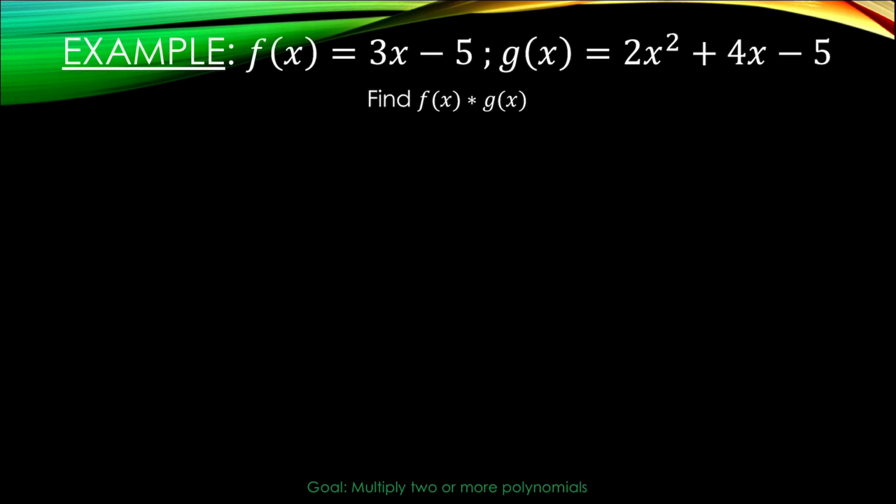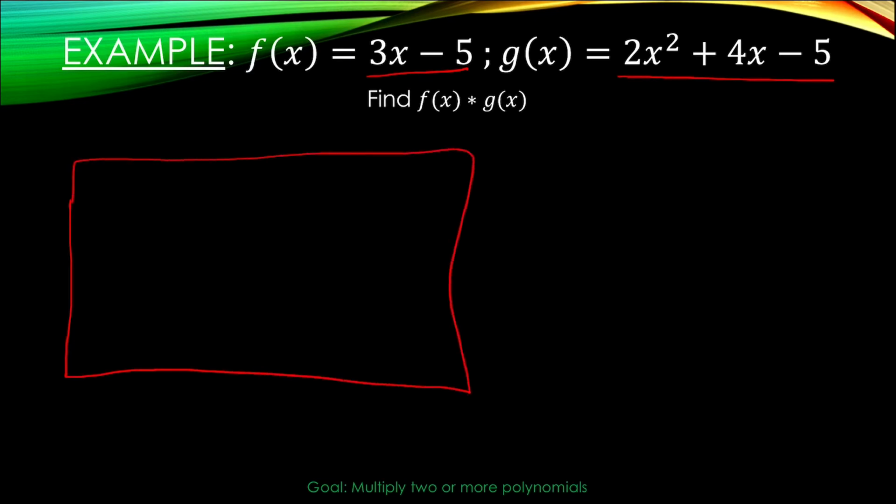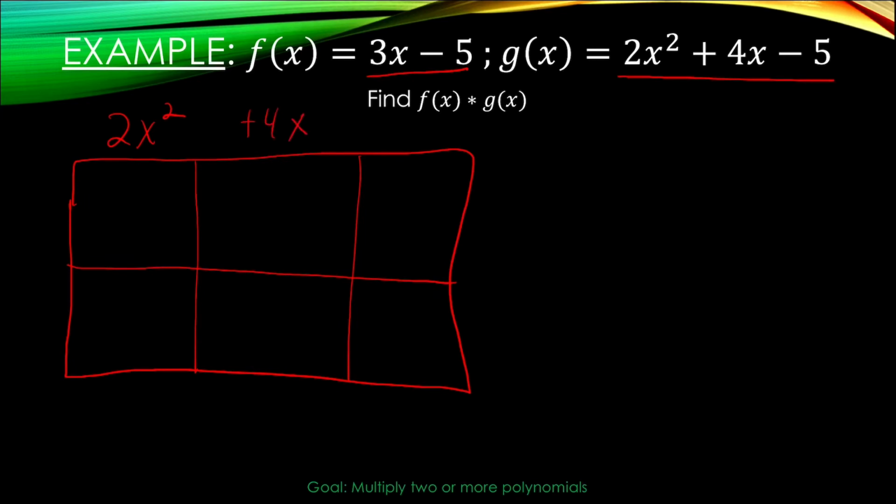So this time, notice, I have a binomial being multiplied by a trinomial. We can still do the box method for this. Instead of having a 2 by 2 box, we're going to make a rectangle here, a 3 by 2 box. So I'm going to put 2x squared plus 4x minus 5, and we get 3x minus 5. The same thing still happens.